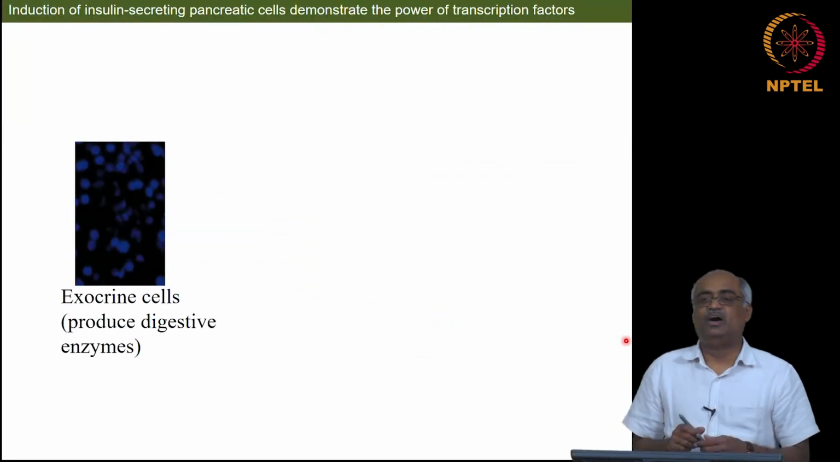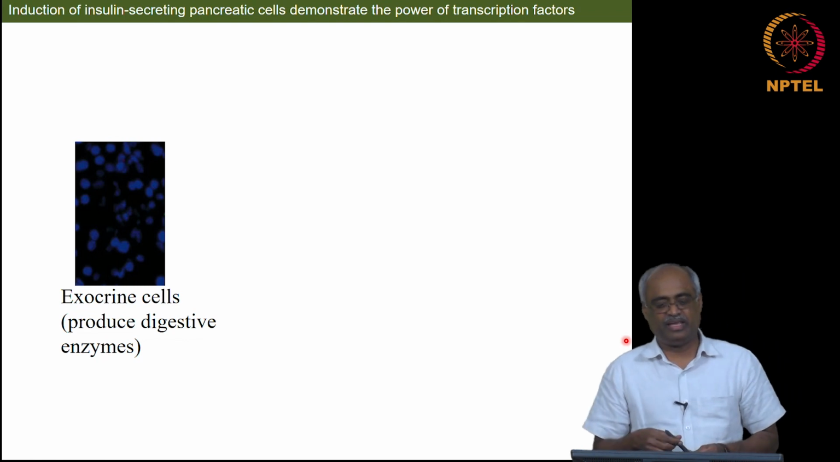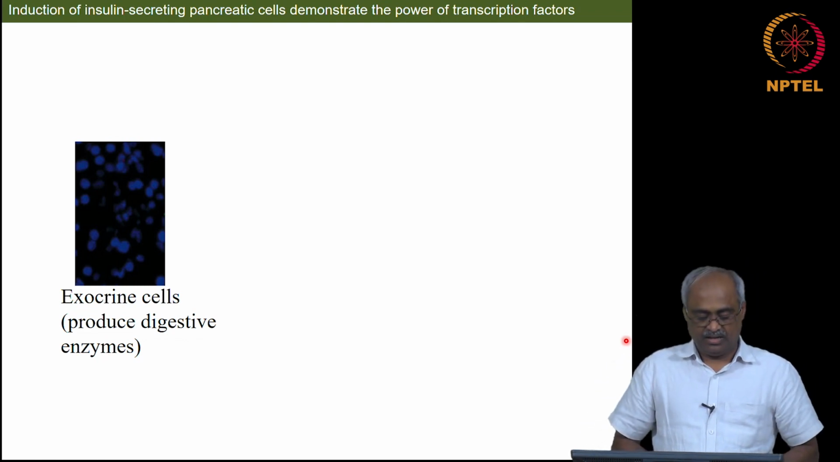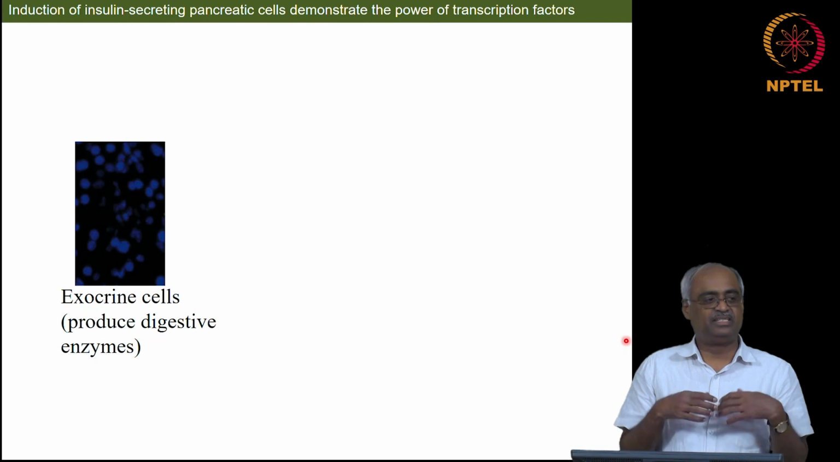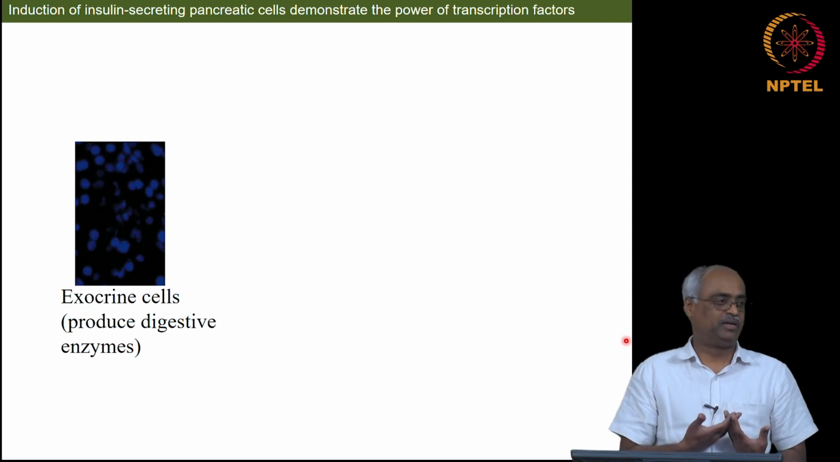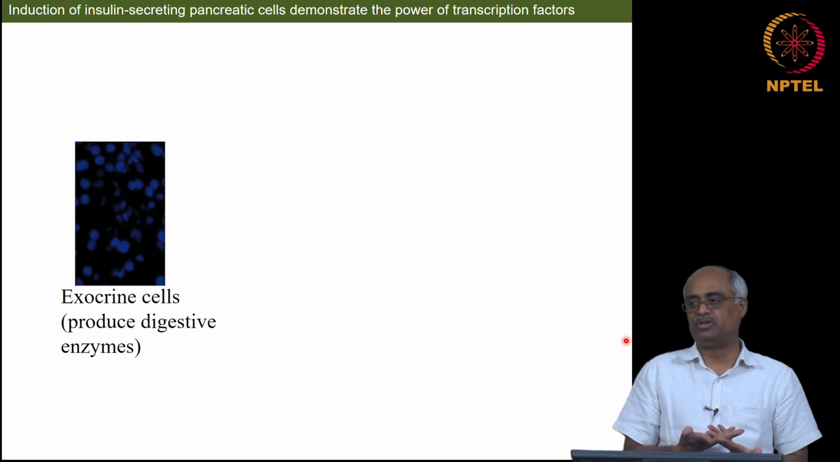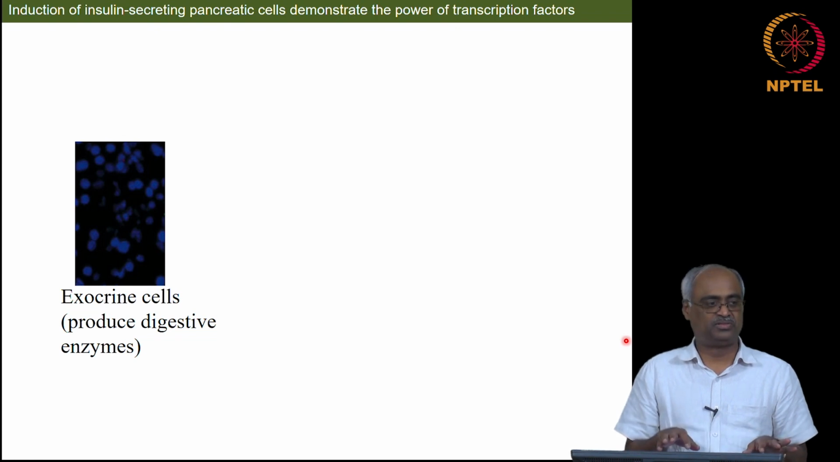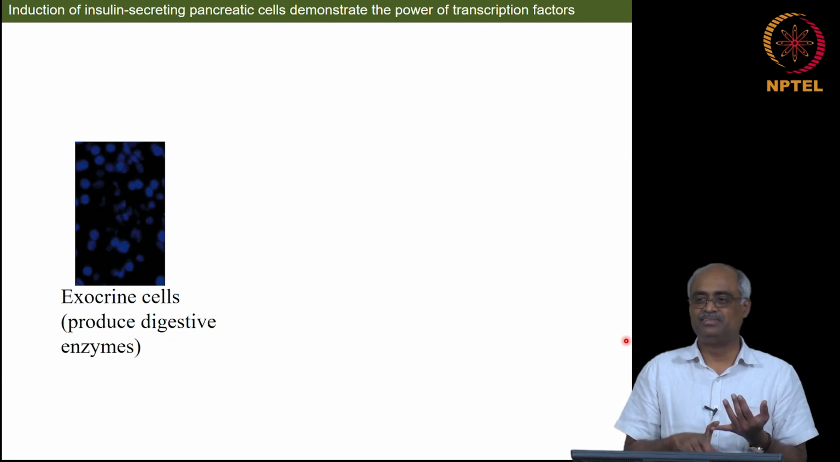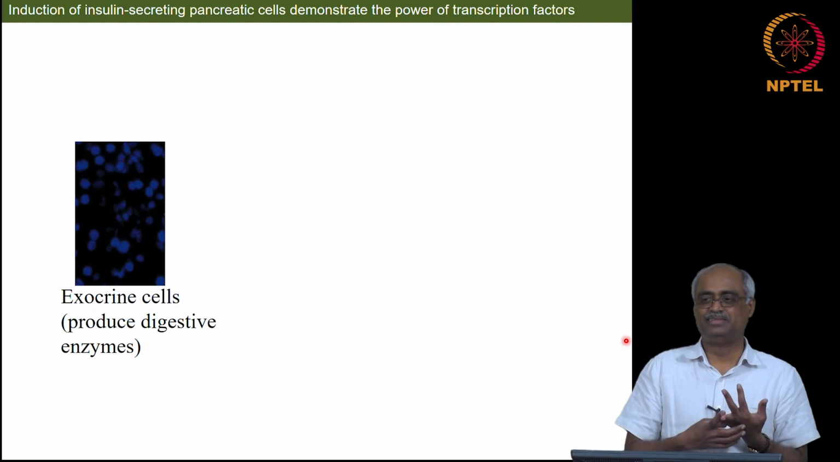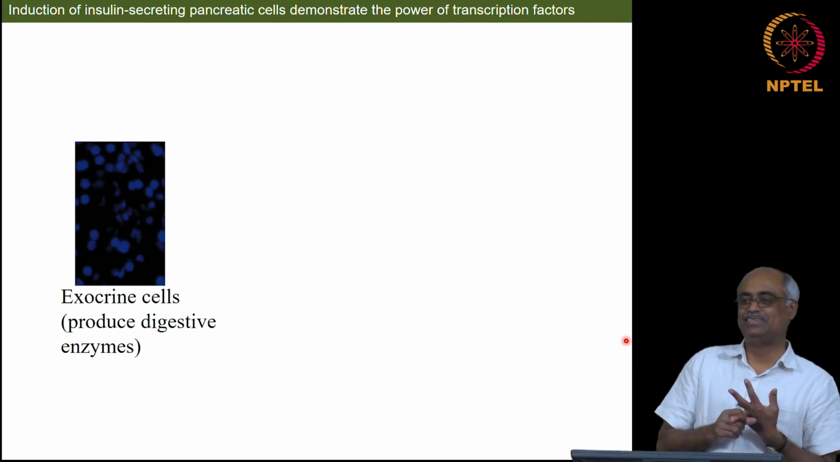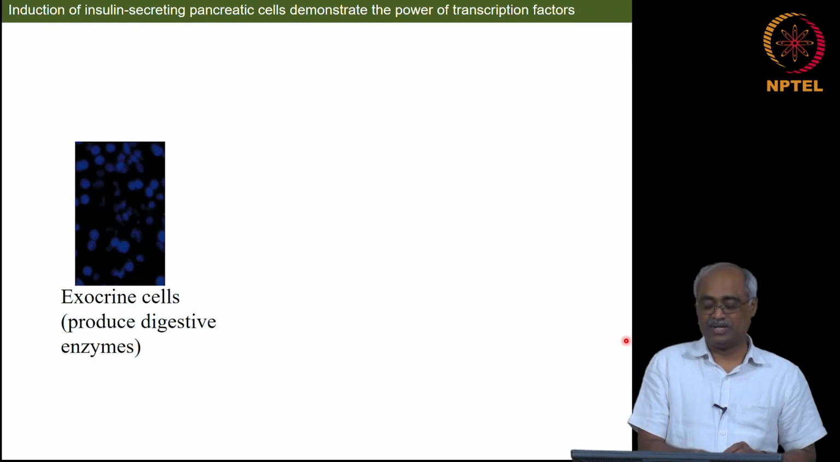Alright. So, how powerful are they? Here you are seeing the digestive enzyme producing part of the pancreas called the exocrine cells. They usually produce the digestive enzymes, proteolytic enzymes and so on, and they do not produce the hormones. What hormones are produced by the pancreas? Anyone? Insulin? Glucagon? Anything else? Okay, two are good enough, insulin and glucagon, right. These cells do not produce them.